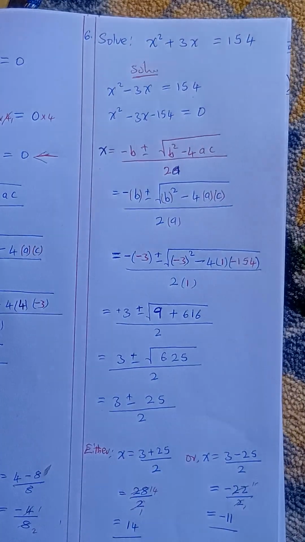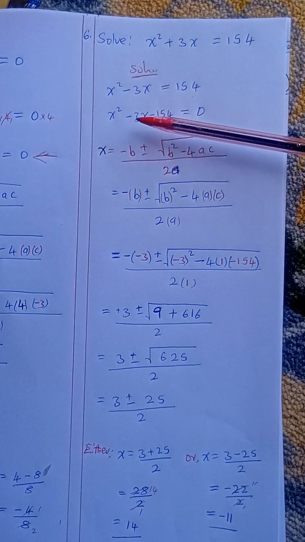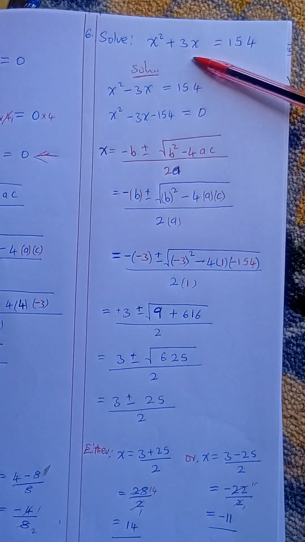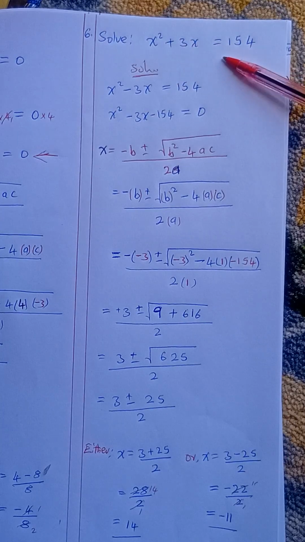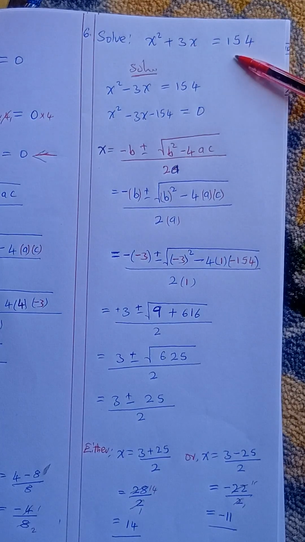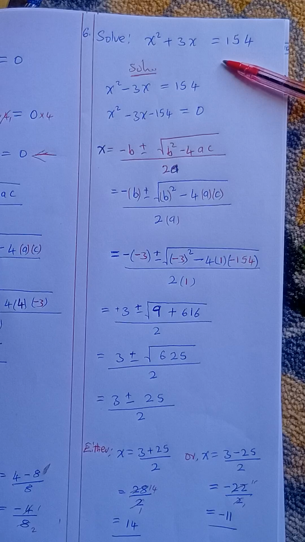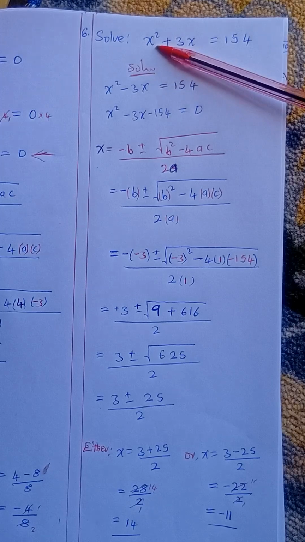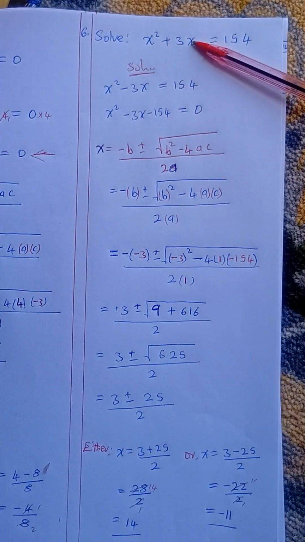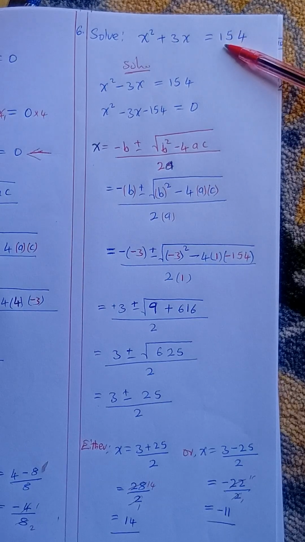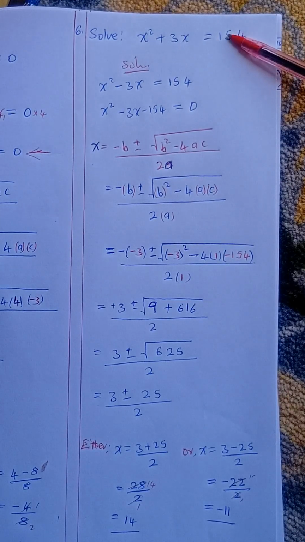Okay, now let us look at example 6. Example 6 says solve x squared plus 3x is equal to 154. So now in this one here, there is no fraction. This one is not yet arranged, so when it is not yet arranged, you arrange them in descending powers of x. This one is x to power 2, this one x to power 1, next one should be x to power 0, which is this one. So we have to arrange them so that it can look like a quadratic equation.